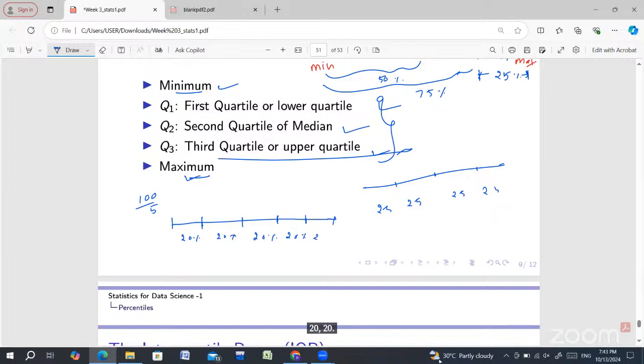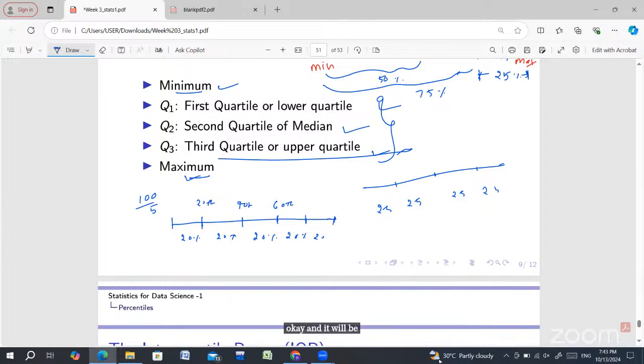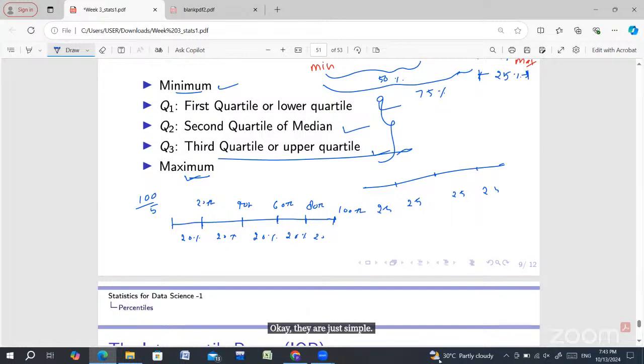This is only what I'm asking. So this will be your 20th percentile. This will be your 40th percentile. And it will be your 60th percentile, then your 80th percentile, and then the 100th percentile. Just simple. And each part will contain 20% of the entire data. Now it's clear. Okay, ma'am.